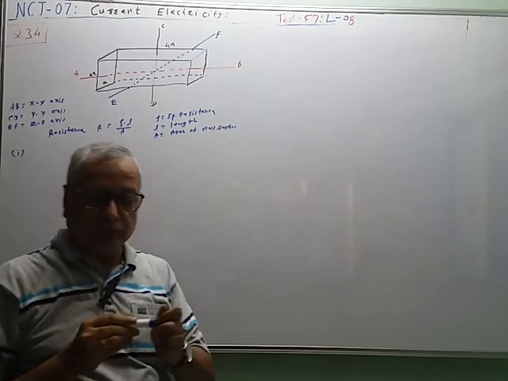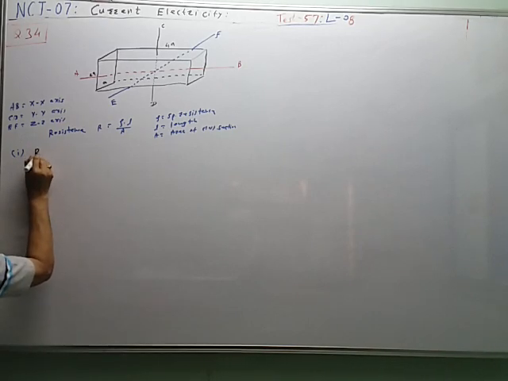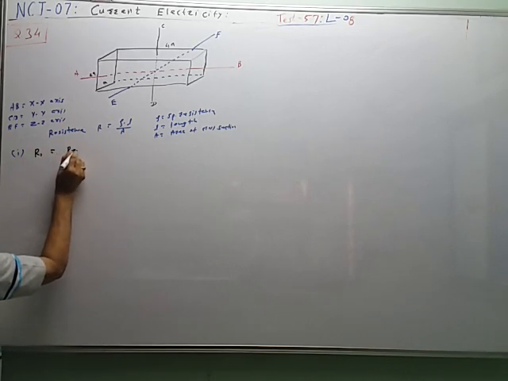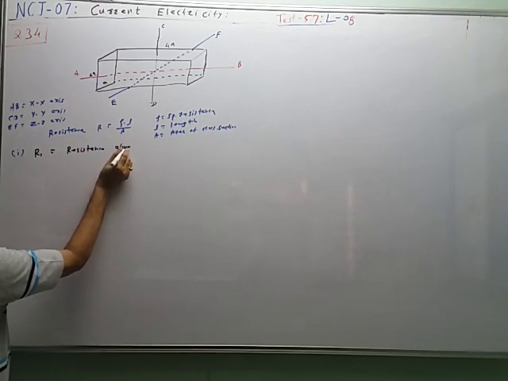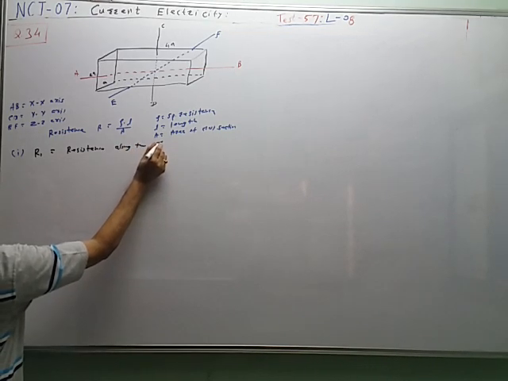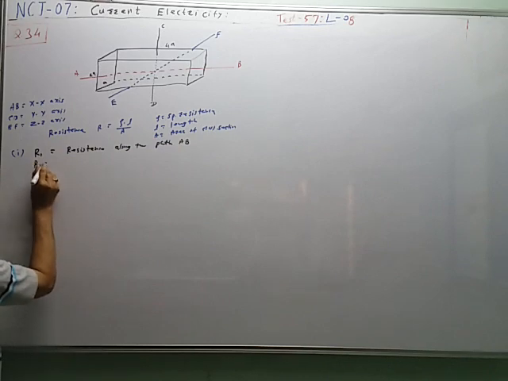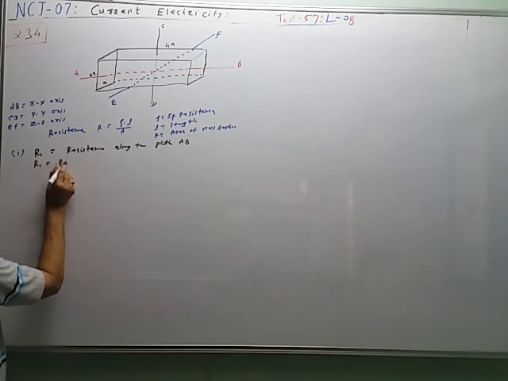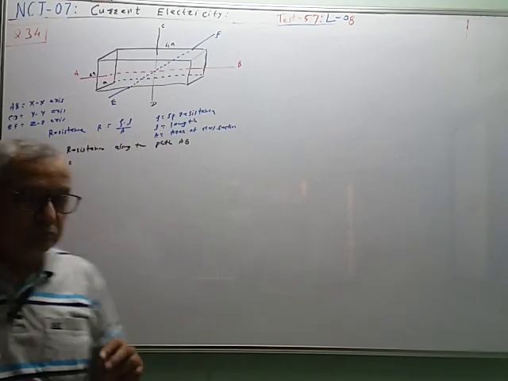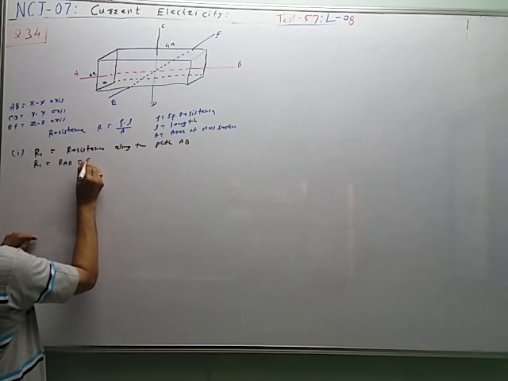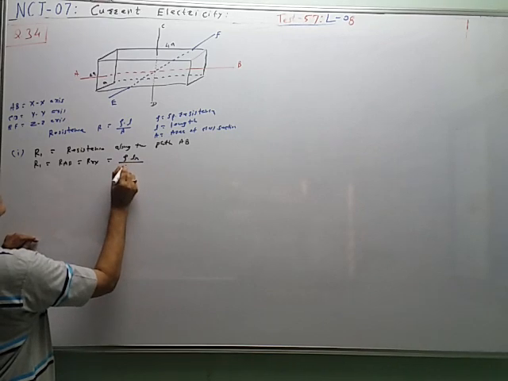Case number 1. R1 is the resistance along the path AB. So R1 is equal to R_AB, which is equal to R_xx.